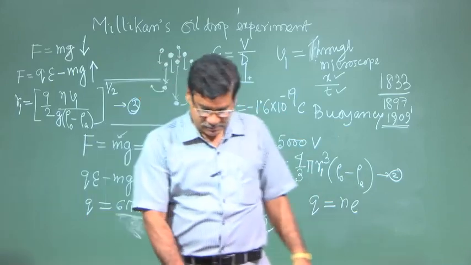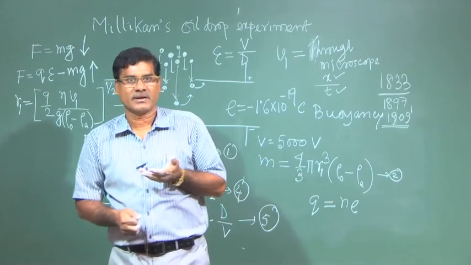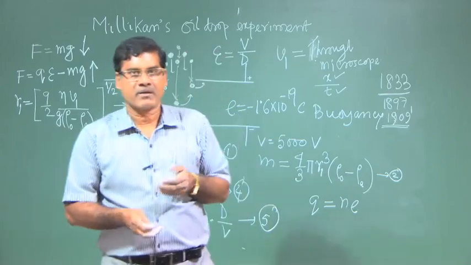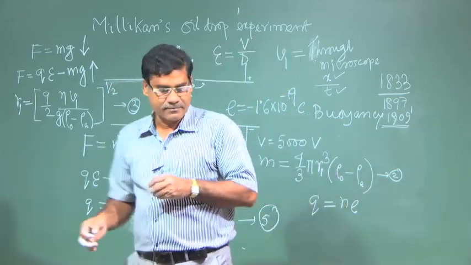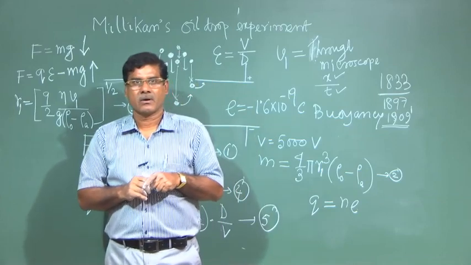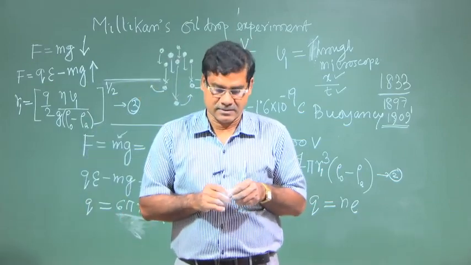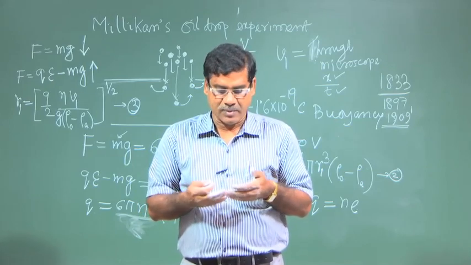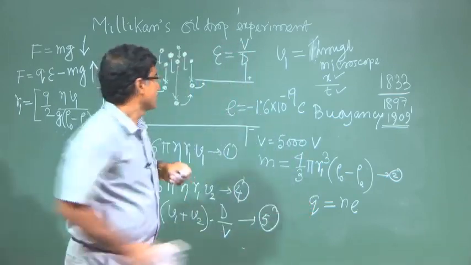So next, we want to know the constituents of an atom. One is the electron, and how it was discovered I have discussed. Next, the discovery of the proton, another constituent of the atom. How was it discovered? In 1909 Rutherford discovered the proton in his famous gold foil experiment, you know. It is another famous experiment, and it is easily understood. So I will explain what that experiment was and how he discovered the proton in that experiment, okay.